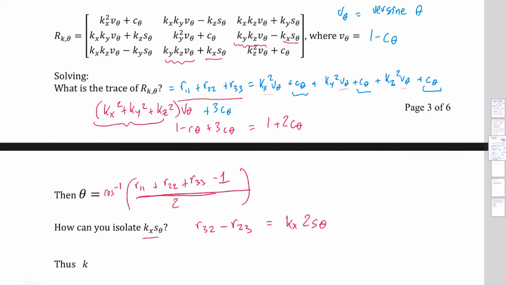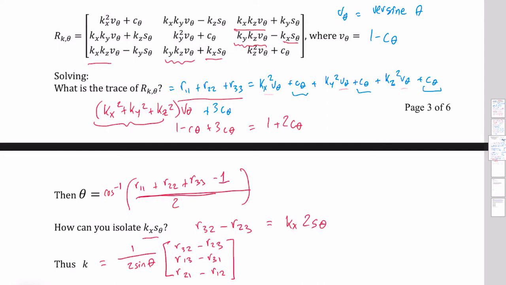And we can do a similar thing to find all the other ones. You notice that this top one, r13 and r31, both have the ky sine of theta. And so thus we can solve that k is equal to 1 divided by 2 sine of theta times these differences: r32 minus r23, r13 minus r31, and then finally r21 minus r12. Those quantities grab us k.